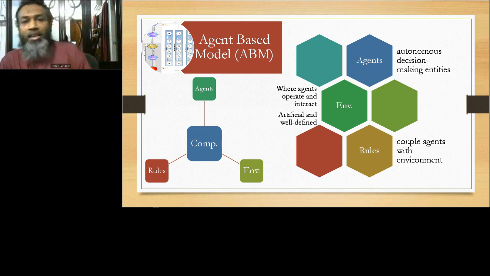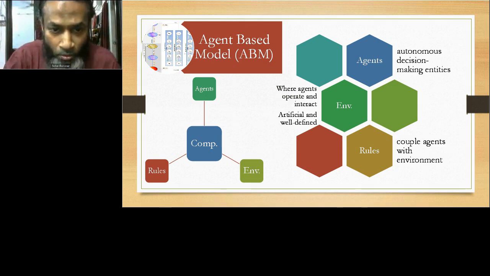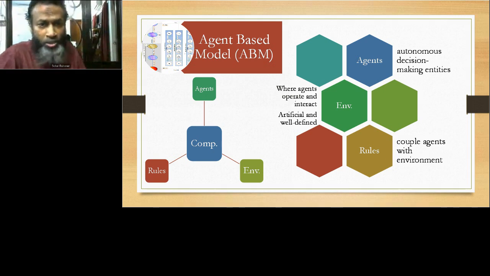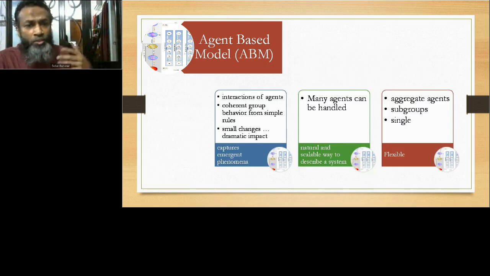And at the end of the day, when we make some changes, if the effects of those changes are visible to us, then we can work on those. So these are interactions of agents between coherent groups, and small changes create dramatic impacts and so on. So we want to work on these agents, and based on the rules and the environmental factors, we would like to get an idea of a particular phenomenon, and based on that, we want to provide some recommendations or suggestions which would probably alleviate the situation.